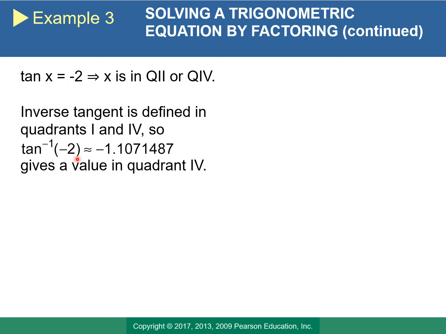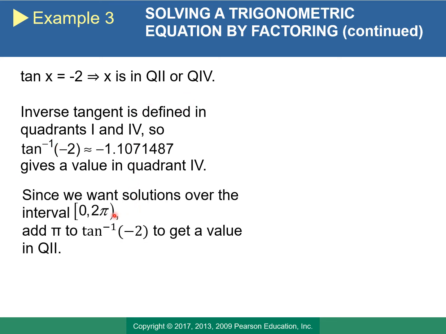So tangent inverse of -2 is about -1.1. And that value is going to be in quadrant 4 because when you type in tangent inverse into your calculator, it's going to only spit out answers in quadrant 1 or 4, and if it's negative, it's from quadrant 4. Okay, so we need to get our missing value from quadrant 2. Since we want solutions over the interval from 0 to 2 pi, we're going to add pi to the answer we just got, tangent inverse, and that's going to take your answer from quadrant 4 across your unit circle to quadrant 2. Like a straight line across into quadrant 2.